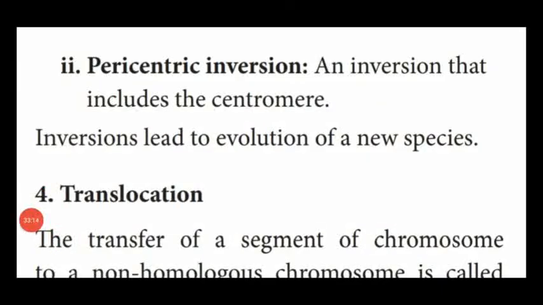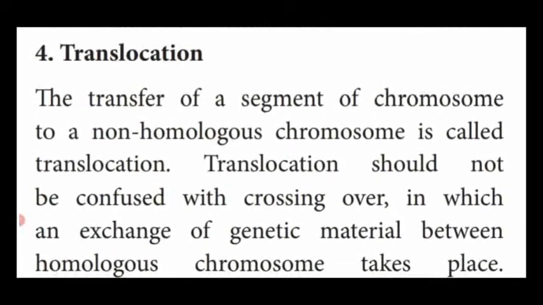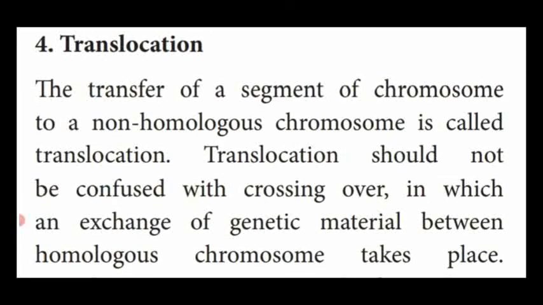Dear students, see the pericentric inversion. The inversion takes place including the centromere. This inversion also leads to an evolutionary relationship to form a new species, like the duplication process. Next one, the last type of structural chromosomal aberration, that is translocation.